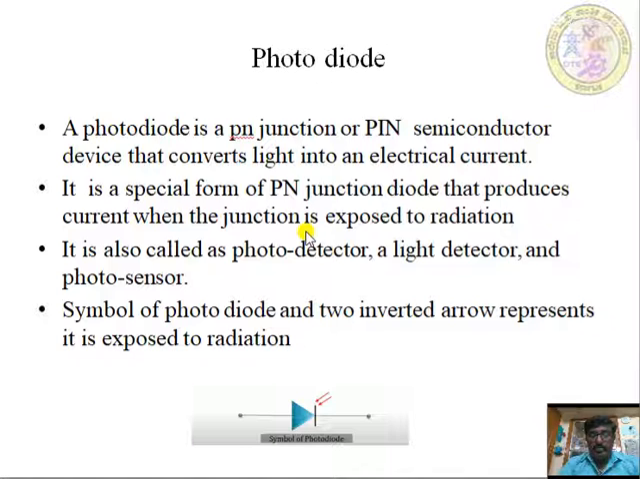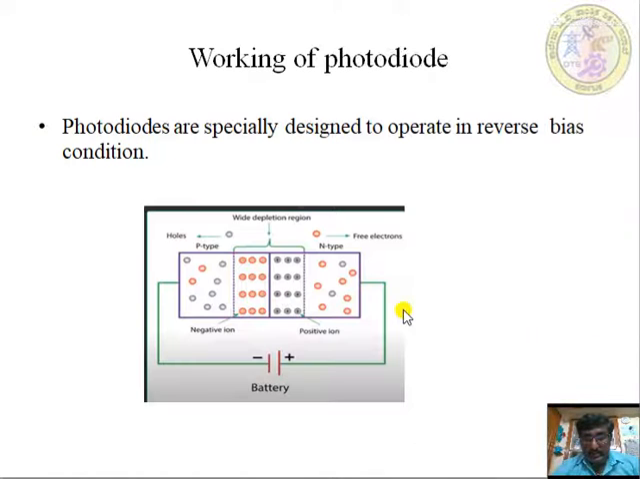It is also called a photodetector, light detector or photo sensor, but normally we just call it a photodiode. In the symbol of a photodiode, the two inverted arrows represent that it is exposed to radiation. So this one is a photodiode and this is the exposure to radiation.